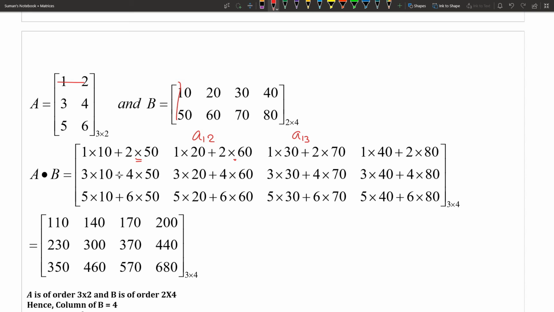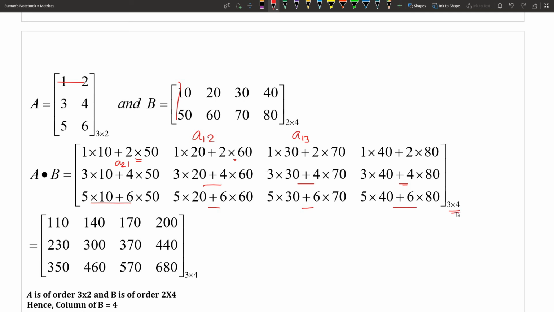For the second row, that is A21, so that is second row, first column, 3, 4 and 10, 50. For the next, 3, 4, 20, 60. Then 3, 4, 30, 70 and 3, 4, 40, 80. The last row must be in that way: 5, 6 and 10, 50; 5, 6 and 20, 60; 5, 6 and 30, 70; and 5, 6 and 40, 80 for the last one.